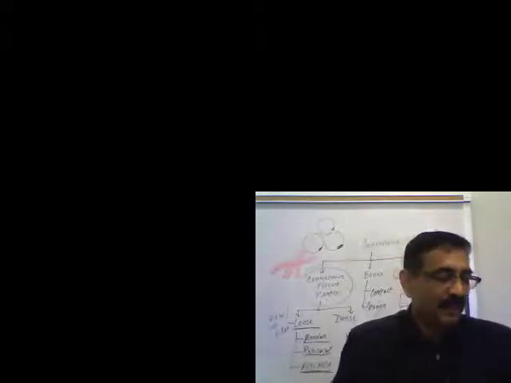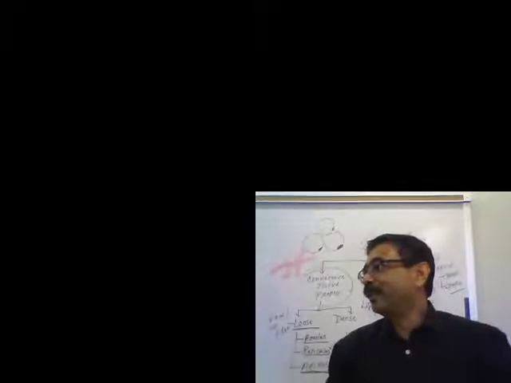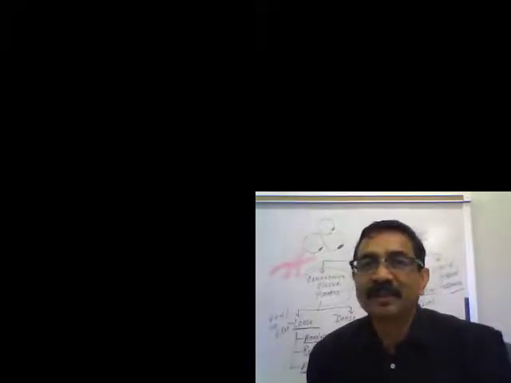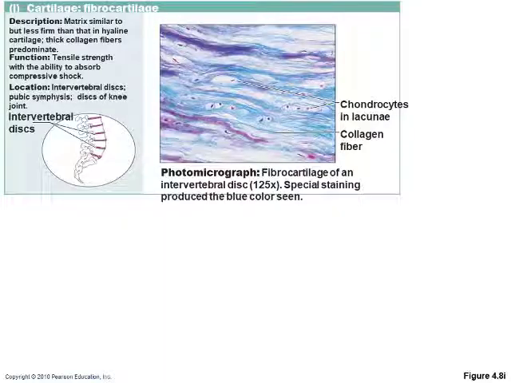Fibrocartilage. Very easy. Its name is telling you. Fibrocartilage should have a lot of what? Fibers. You see here, a lot of fibers. That's why it is fibrocartilage. Where you will find fibrocartilage, very important. A few structures. Number one, intervertebral discs. You know, these are the intervertebral discs in between the vertebrae.